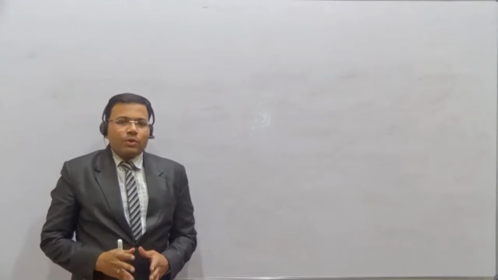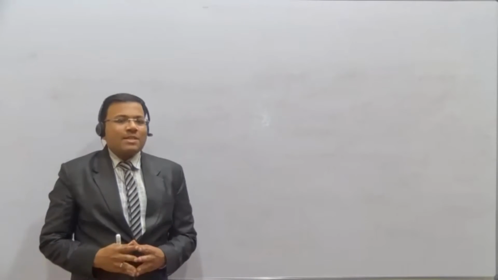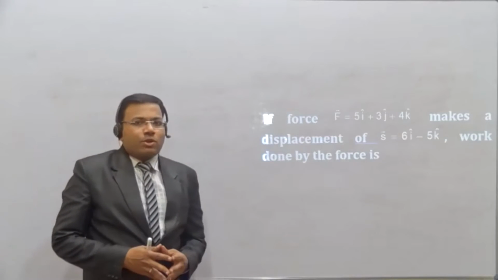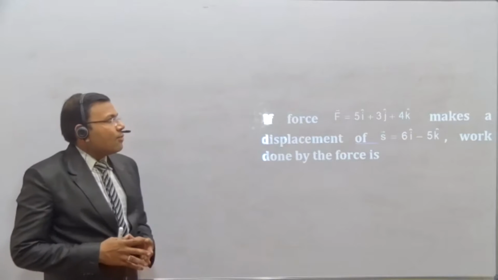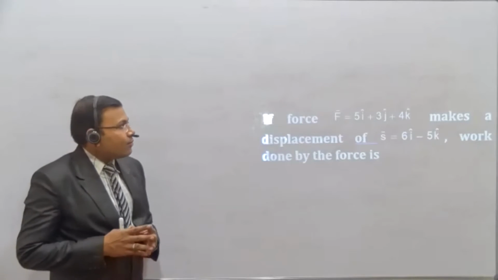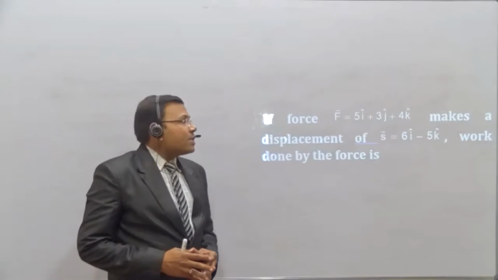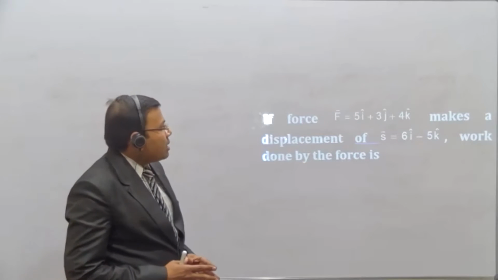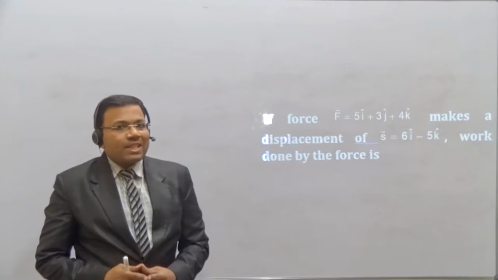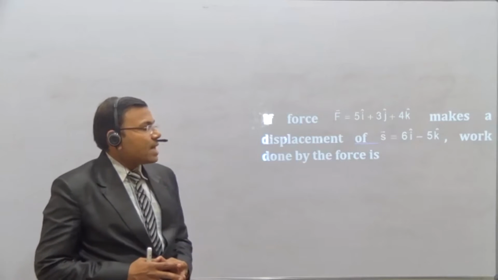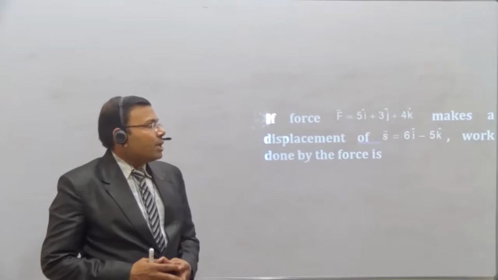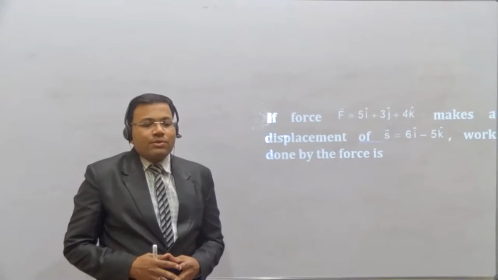Now students, we move to the next problem. The next problem is there on the board. Just see. What is the next question? A force is there. Try to understand. The force F is equal to 5i plus 3j plus 4k, and it makes a displacement. How much displacement is there? That is also given, that is 6i minus 5k. We have to find the work done by this force.